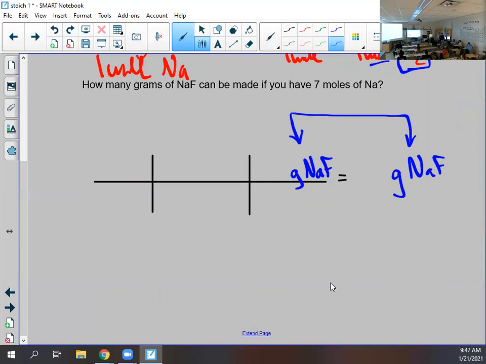Always the same thing. Okay, don't hurt my feelings here. If I know grams of NaF are right here, I always know what is right here. Tell your partner. If you say moles, I'm going to be angry. 1 mole of the same thing. 1 mole of NaF.